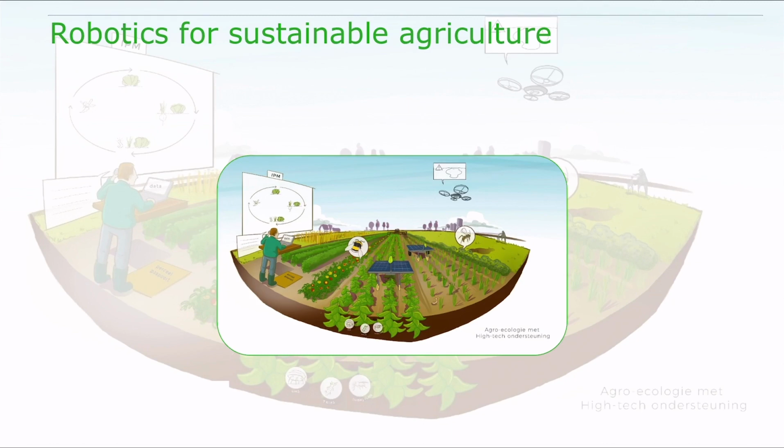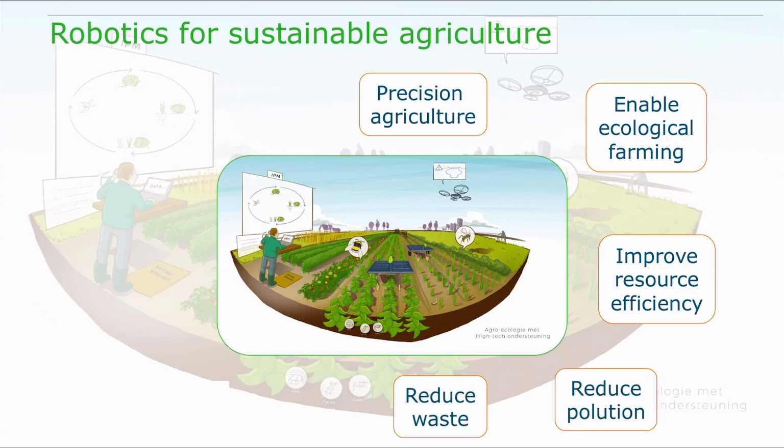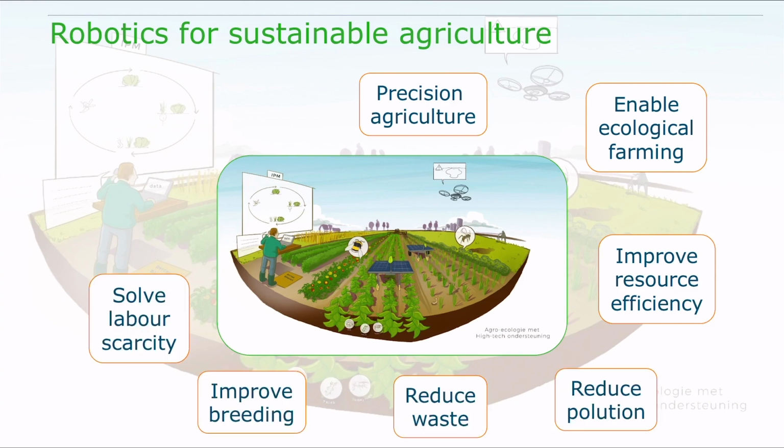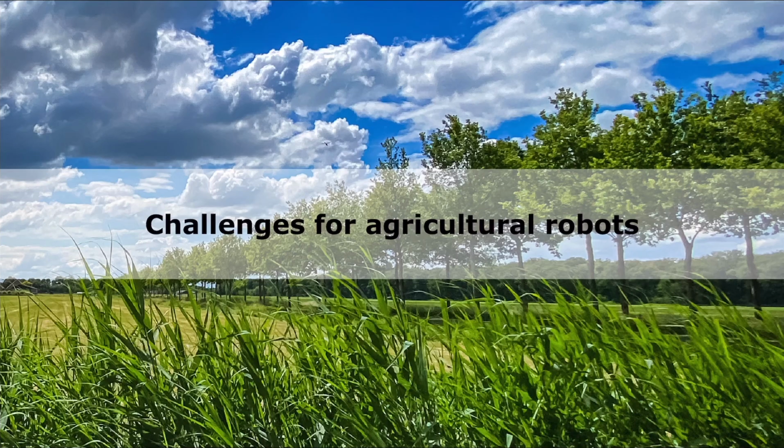Why robots in the first place in agriculture? Well, they can help us out to make agriculture more sustainable. They're an enabling technology for precision agriculture, for ecological farming. They can help to improve the resource efficiency, reduce pollution, waste, improve breeding, solve the labor scarcity issues, reduce the cost and improve the quality of the produce. So they're an important tool in a sustainable future of agriculture.